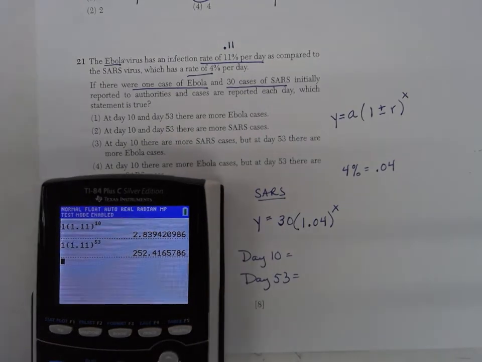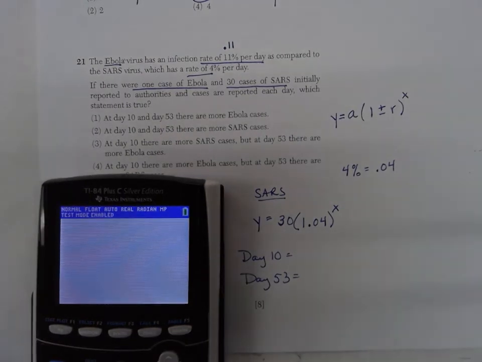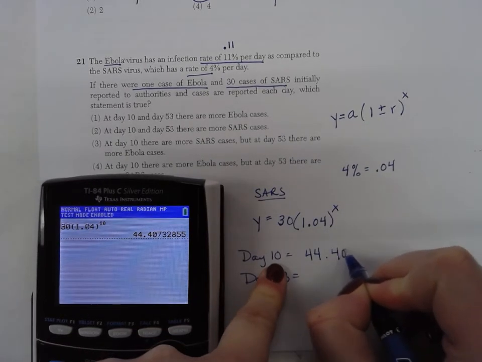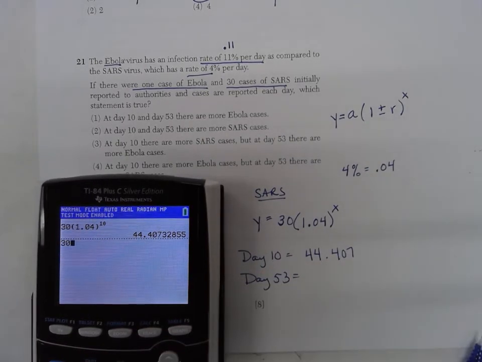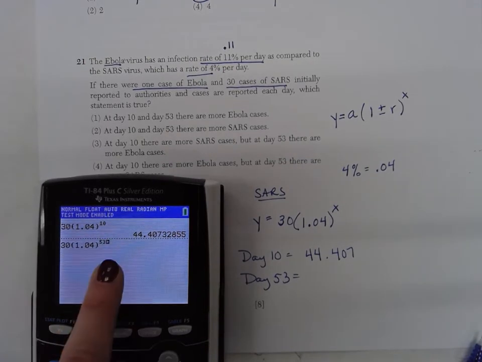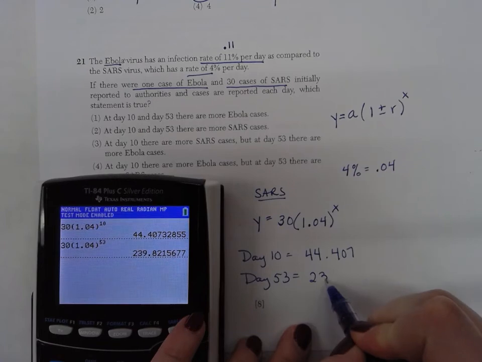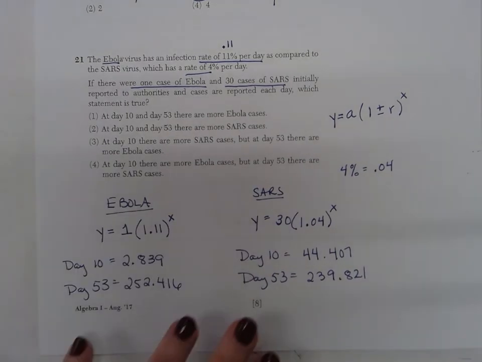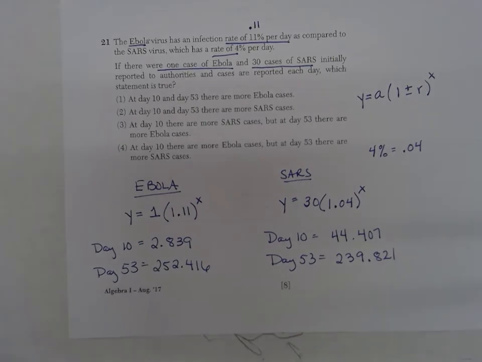Now I'm going to go over to SARS and do the exact same thing. 30 times 1.04 raised to the 10. Day 10 raised to the 10. And then do it again. Raised to the 53. 239.821. So now we can compare our information.